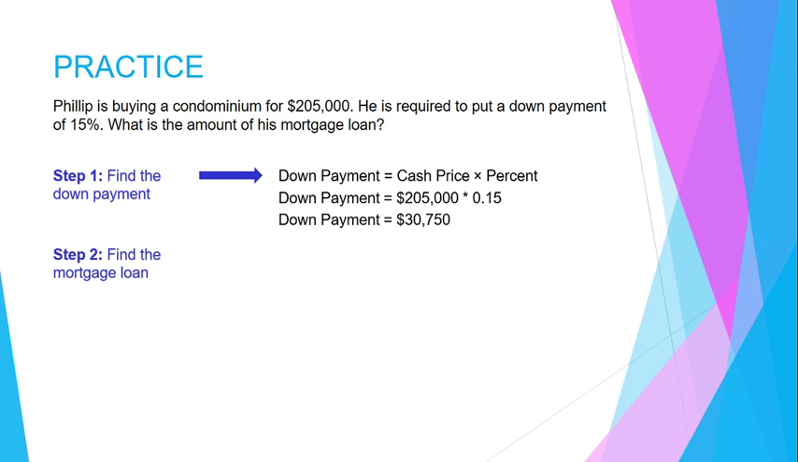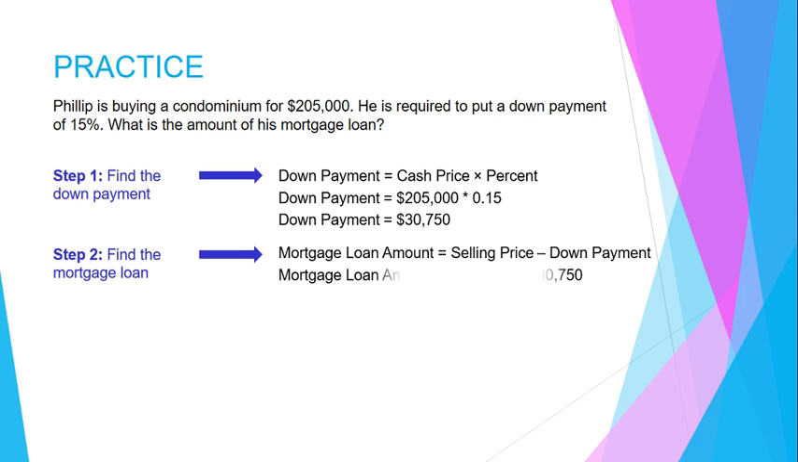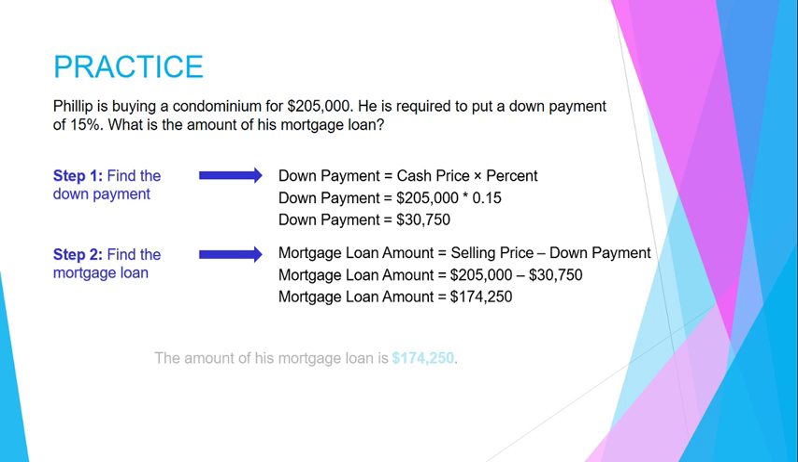Second step, find the mortgage loan. Subtract the down payment from the cost of the condo, which is 205,000 minus $30,750, giving us a mortgage loan of $174,250.